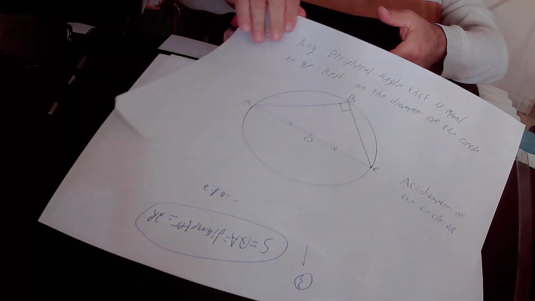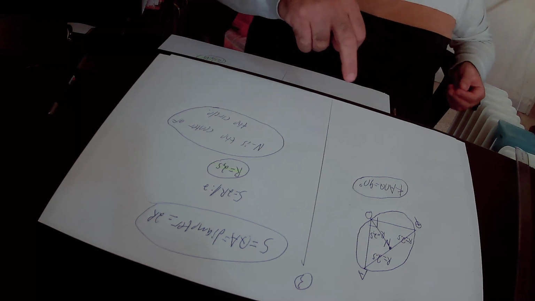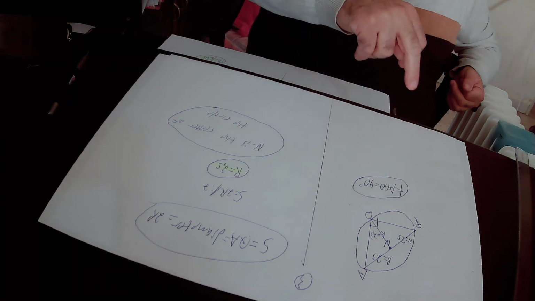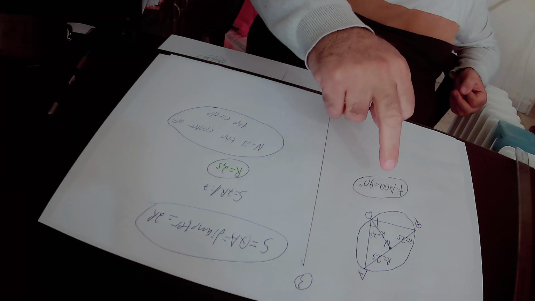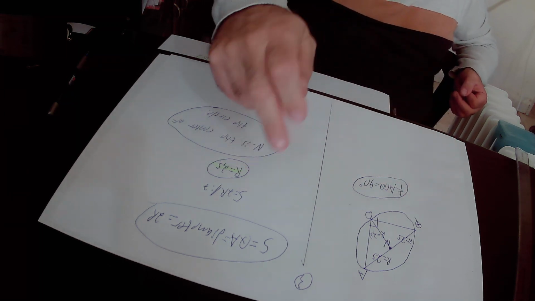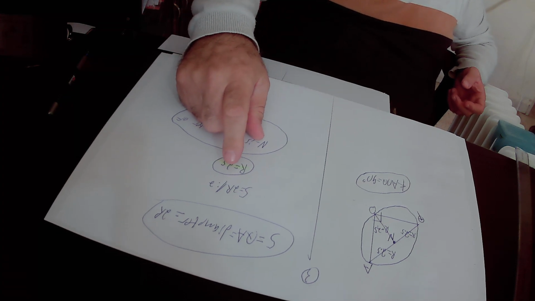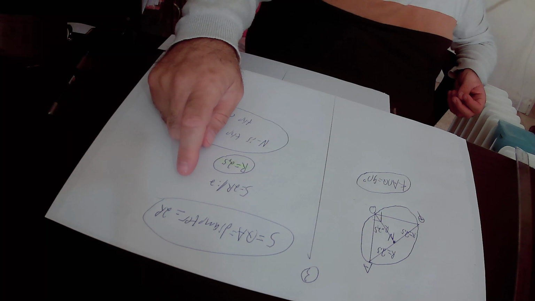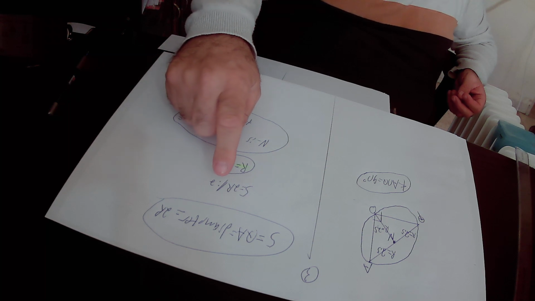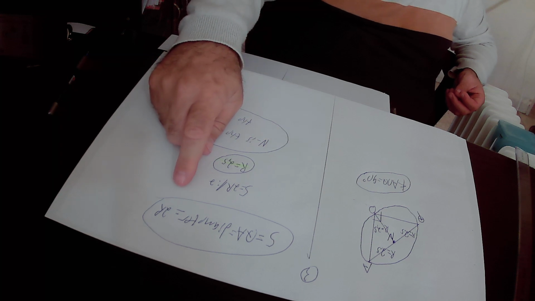We implement rule 5 in our drawing. Because peripheral angle AOQ is equal to 90 degrees, it rests on the diameter of the circle, that is to say AQ is the diameter of the circle. We know that the diameter of any circle is twice as long as the radius. So the diameter of this circle will be equal to 2 times the radius, 2R.